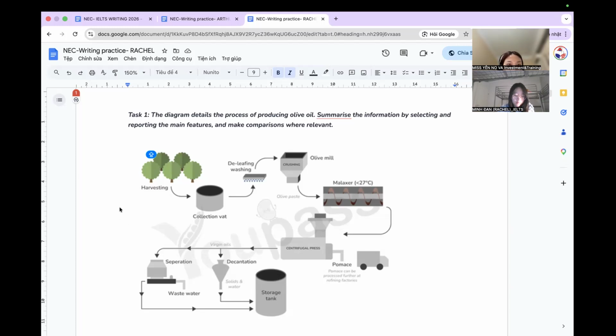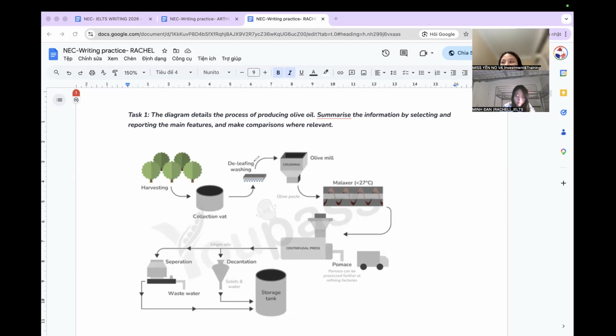products. At the beginning, they will collect olive fruit from the trees and they will place the fruit in the collection vat, like this one. So this is like a big container that can carry a large amount of olive fruit. Started from there, they will transfer the fruit to the next step, which is the sifting.